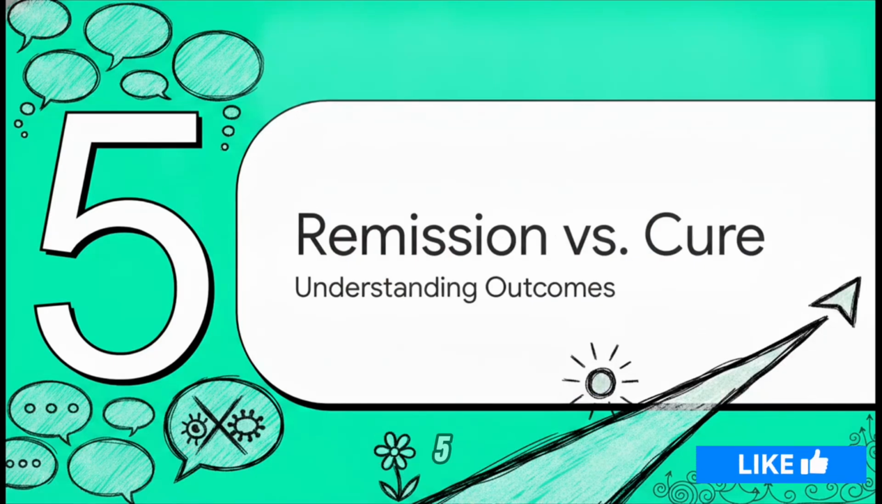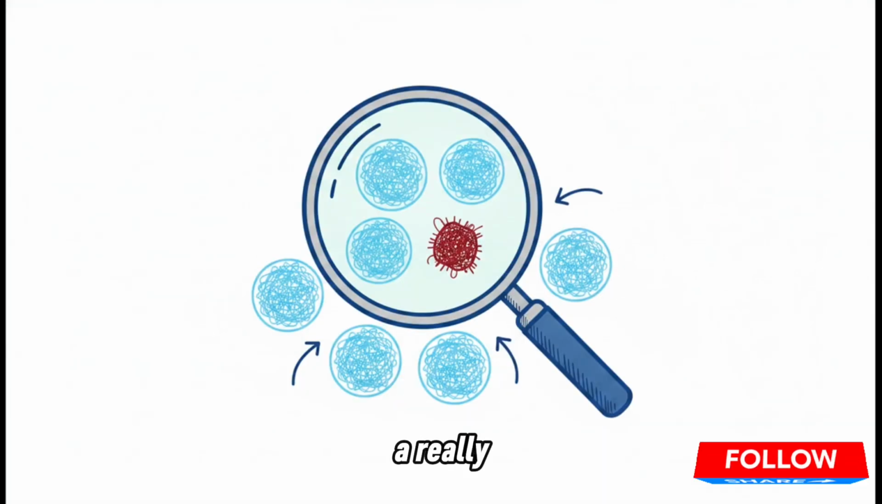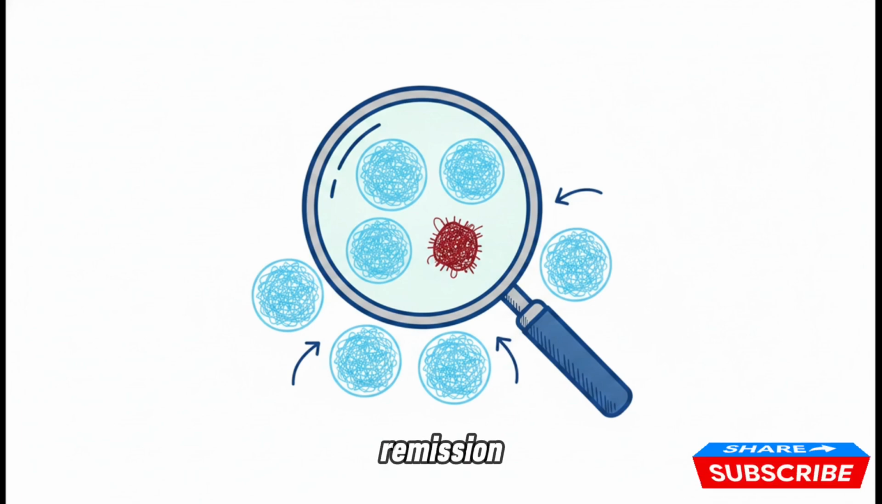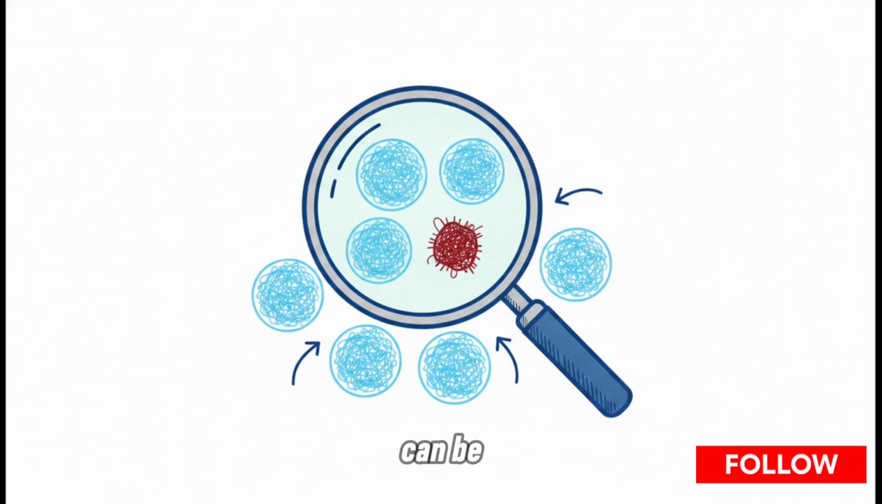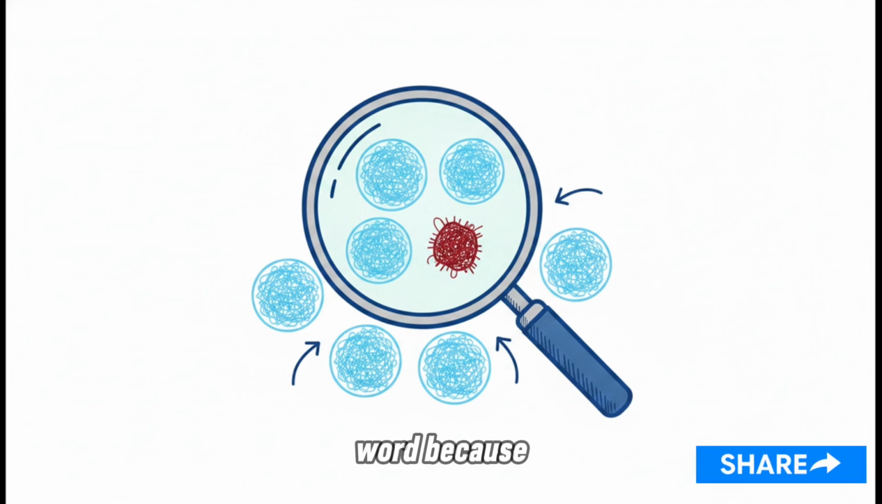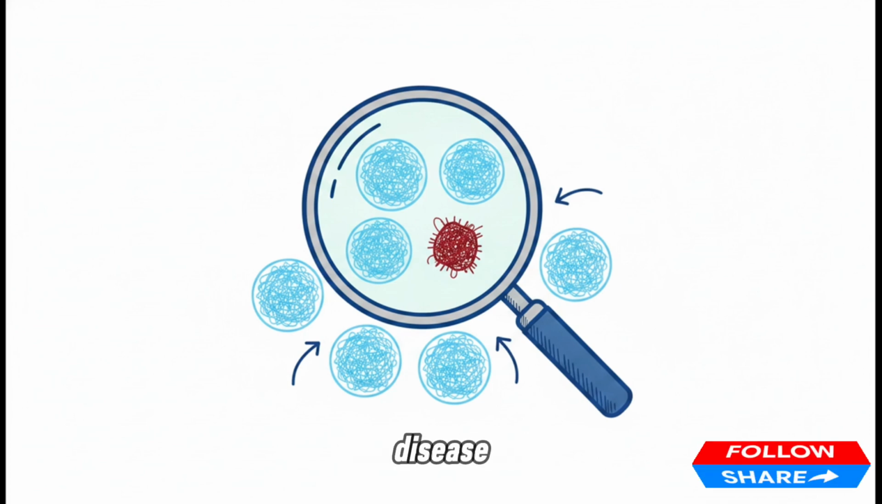Finally, Part 5. Remission versus cure. There is a really vital distinction in the medical world between being cured and being in remission. Now, many cancers absolutely can be cured, but doctors are incredibly careful with that specific word because, as we just learned, a single microscopic cell hiding in the body can cause a recurrence even years down the road. So many medical professionals prefer to use the term remission to more accurately reflect the scientific reality of the disease.